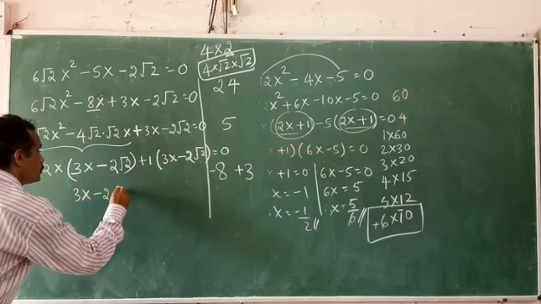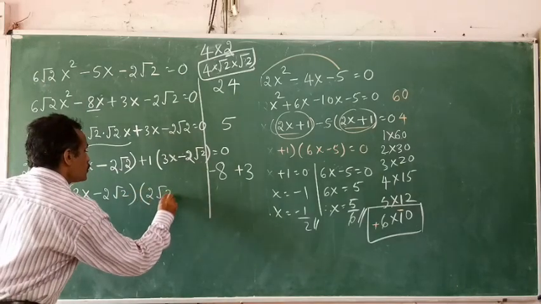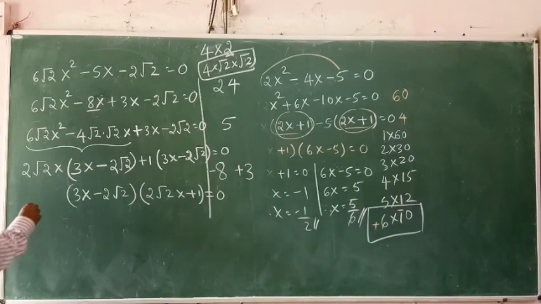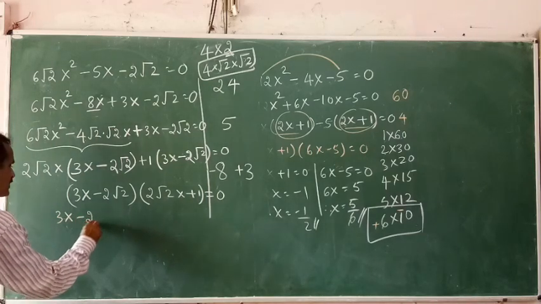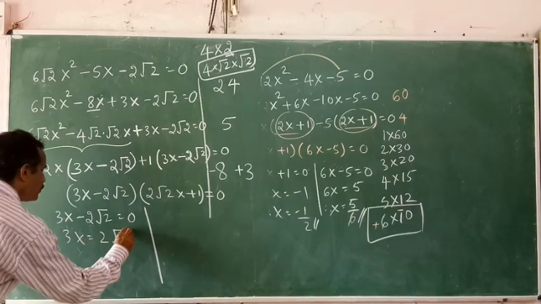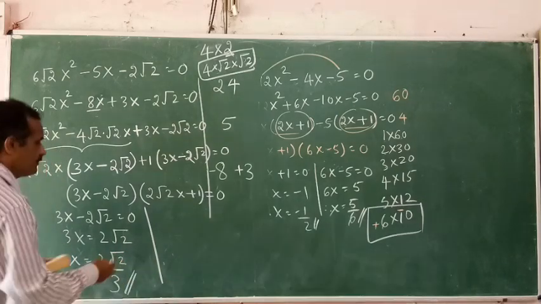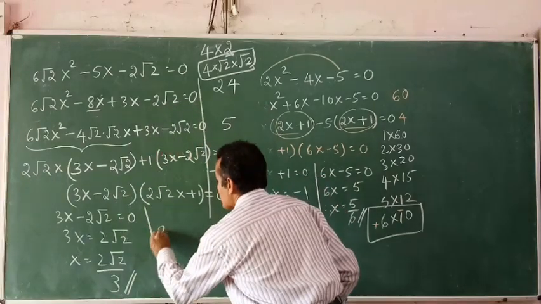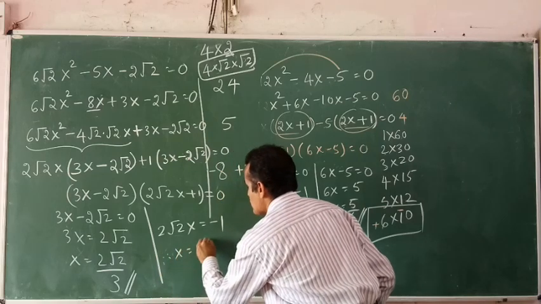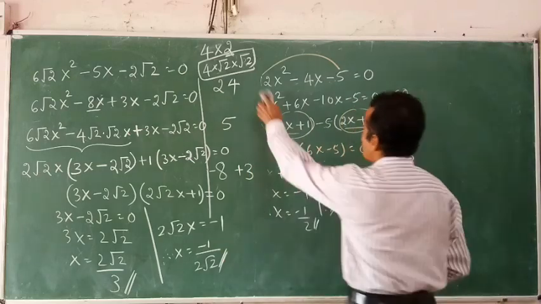3x minus 2 root 2 is in one bracket. In the second bracket is 2 root 2x plus 1 is equal to 0. You got the factors. Separate them. 3x minus 2 root 2 is equal to 0. 3x is equal to 2 root 2. Therefore, x is equal to 2 root 2 divided by 3. On the other hand, 2 root 2x is equal to minus 1. Therefore, x is equal to minus 1 divided by 2 root 2 are the roots of the equation.